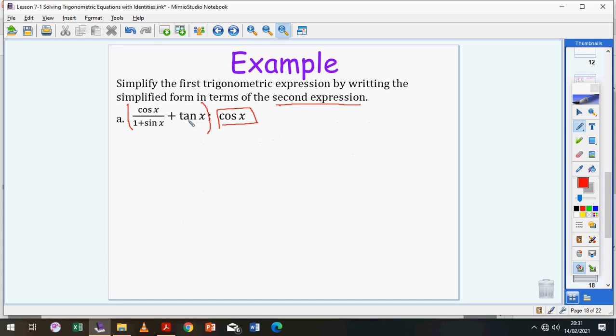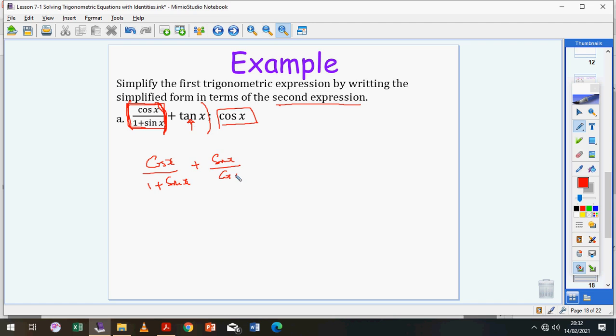On the left, in this portion of the first expression, there's nothing that I can simplify or expand, because all of them are stated in their simplest ways. However, tan is not stated in its simplest way, so I can start there. I'm going to write this portion the way it is, 1 plus sine x, and instead of writing tan, I will write sine x over cosine x.